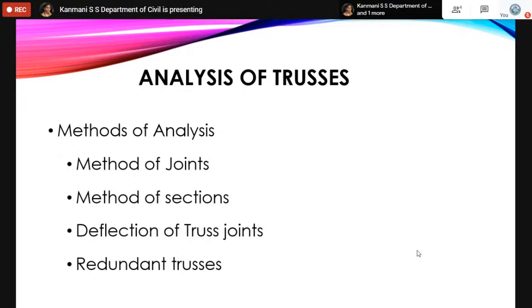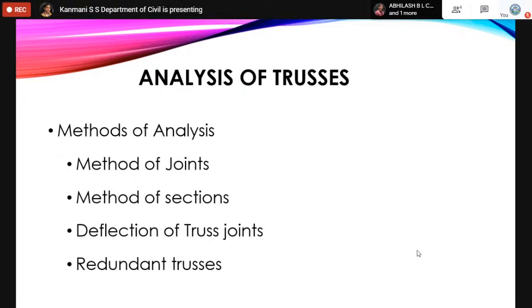Redundant means indeterminate trusses. So to find the indeterminate member forces, to find the redundant member forces of a truss, we are going to apply the redundant trusses procedure, wherein we apply the minimum strain energy principle to find out the redundancy or to find the member forces in the entire indeterminate truss members.